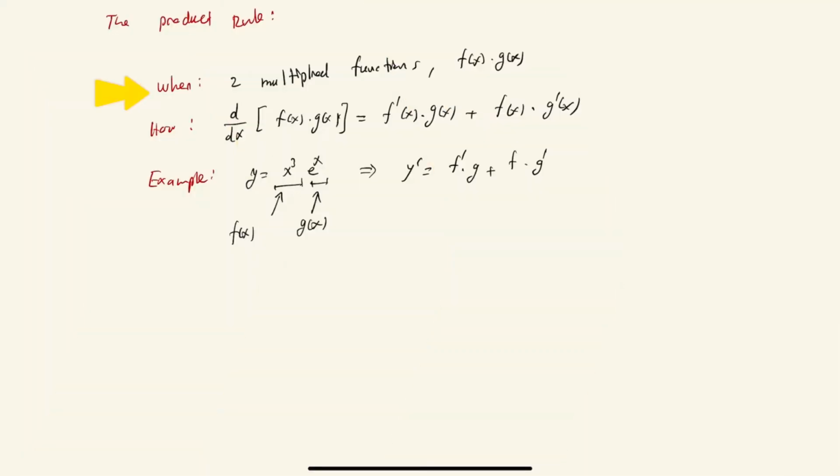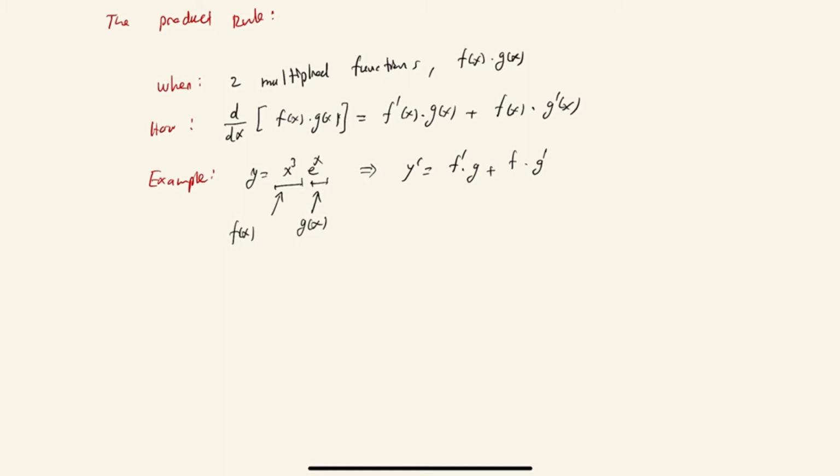The product rule applies when we have two functions multiplied, f of x multiplied by g of x. To take the derivative of them, I'm going to first take the derivative of the first function multiplied by the second function, plus the first function multiplied by the derivative of the second function. An example would be y equals x cubed multiplied by e to the x.